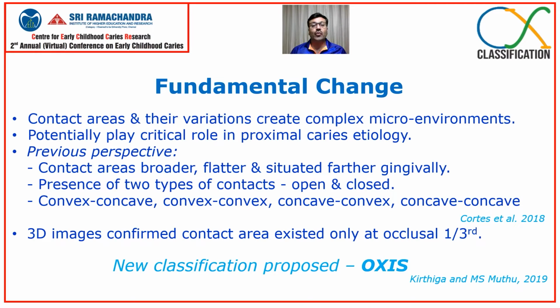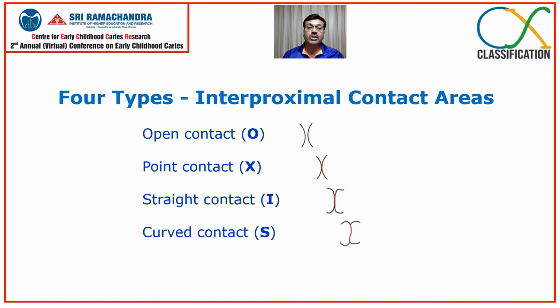3D images have also verified that contact areas only existed at one-third of the occlusal part of proximal surfaces in primary teeth. So, four types of proximal contacts have been classified according to the type of association between the two adjacent proximal surfaces. O contact when there's open or no contact between the primary molars. X-shaped contact is present when point of contact between primary molars is equal or less than 1.5 millimeter. If the point of contact present is more than 1.5 millimeter or straight contact between primary molars, then it is classified as I-shaped contact. Finally, when there is a curved contact between primary molars, then it is labeled as S-shaped contact.